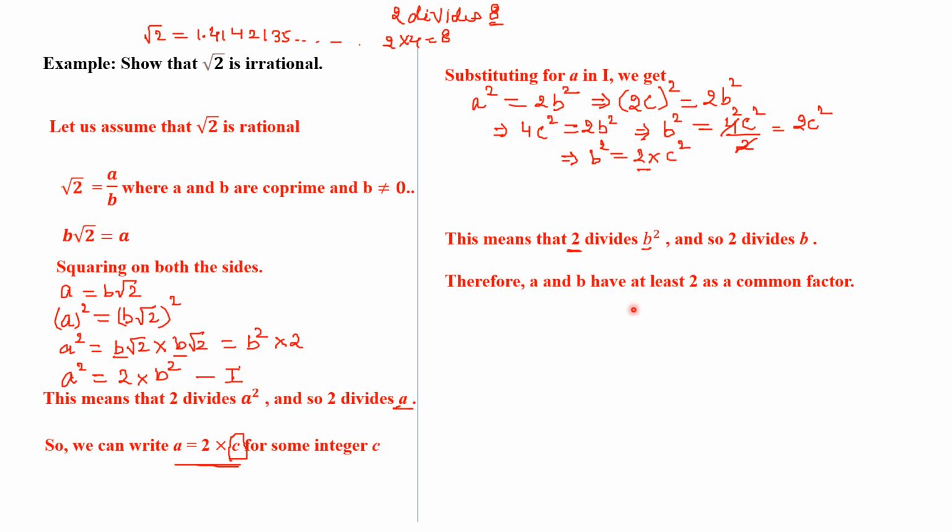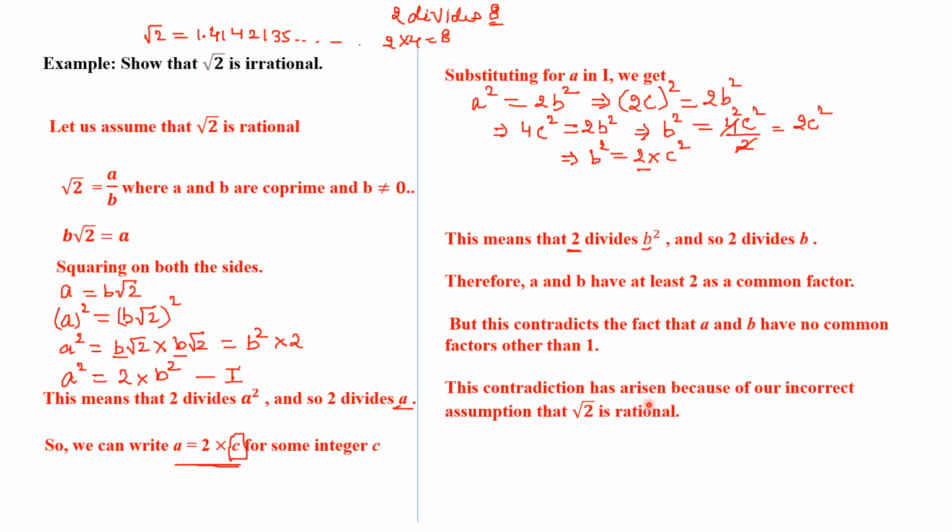Then our assumption becomes wrong that a and b is a co-prime number, because a co-prime number will have only 1 as a common factor. But here I am getting 2 also as a common factor. It means the number is having more than 2 factors, isn't it? So this contradicts our assumption that a and b have no common factor other than 1. And why it happens? This contradiction arises because of our incorrect assumption that root 2 is rational. So it means root 2 is an irrational number.